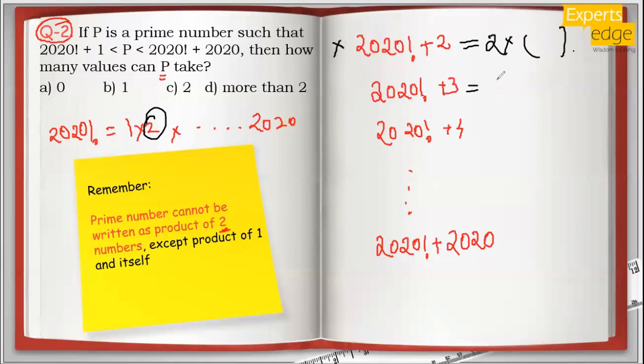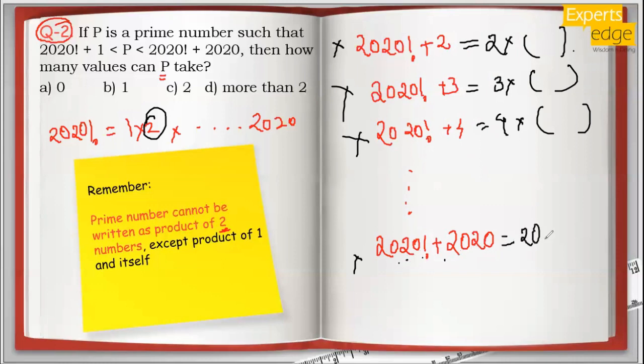Similarly, I can take 3 out of here, so again this cannot be a prime number. I can take 4 out of here as common, because 2020 factorial has every number among them. Even for the last one, 2020 factorial has 2020, so I can take 2020 as common. So the answer of this question is perfectly 0. You don't have any prime number lying in this range. Okay?